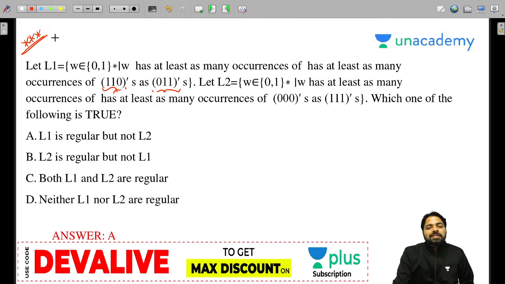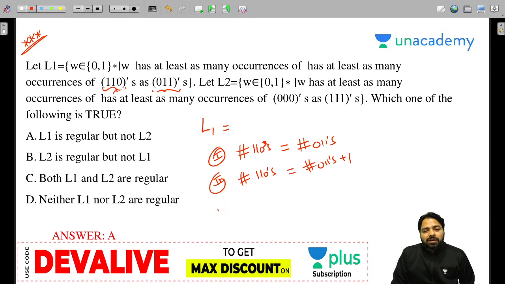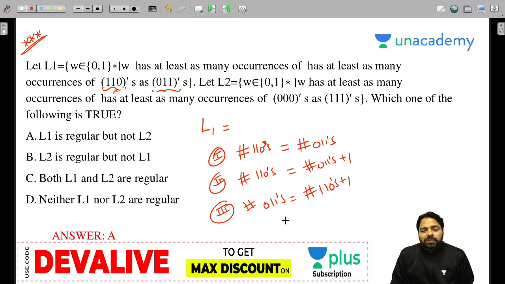Here there are 2 languages, guys. First I am talking about L1. Here the number of 110s is equal to the number of 011s may happen, case 1. And case 2, the number of 110s is equal to the number of 011s plus 1. It could happen. And third one, the number of 011s is equal to the number of 110s plus 1. Everybody, these are the only 3 cases in the world.